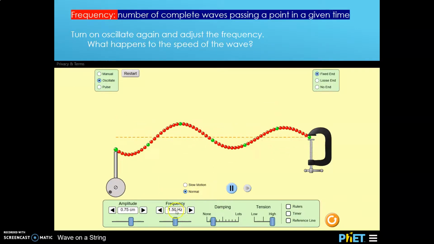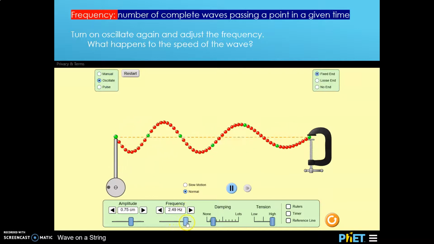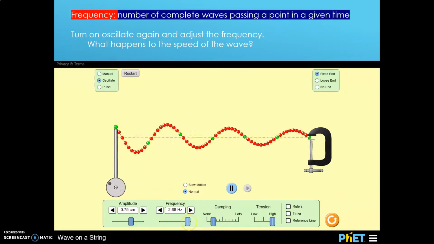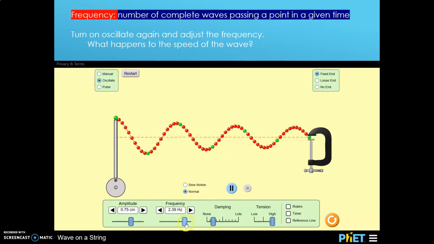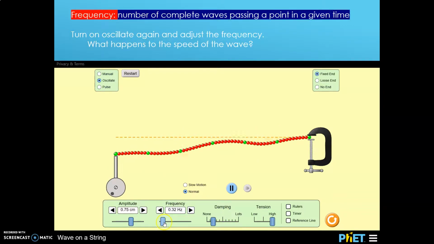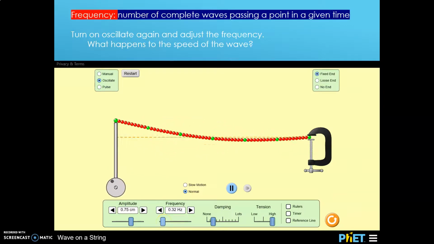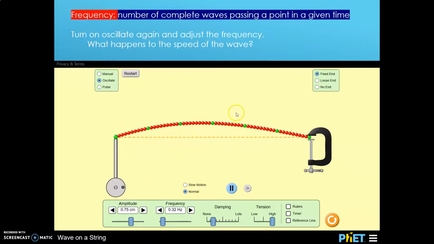You can actually do it right down here. So it's measured in hertz. Okay, so if I increase the frequency, look what's happening. The speed of the wave increases. So the number of wavelengths going through a given point increases. If I decrease it, it goes down almost to nothing. It's very little. So very few wavelengths go through a certain point at a given time. So that's all frequency is.